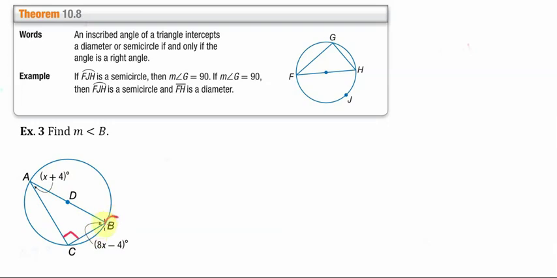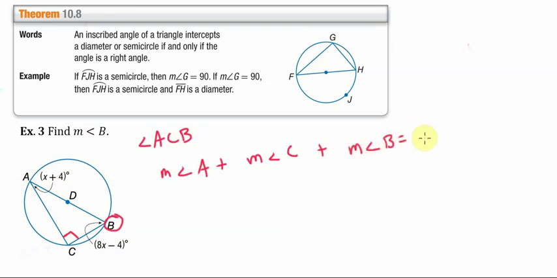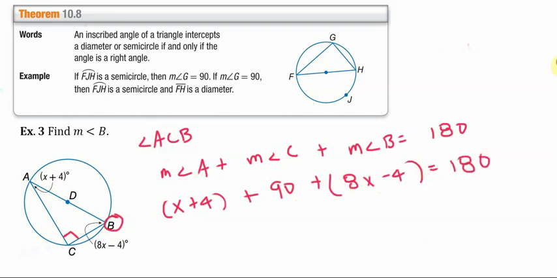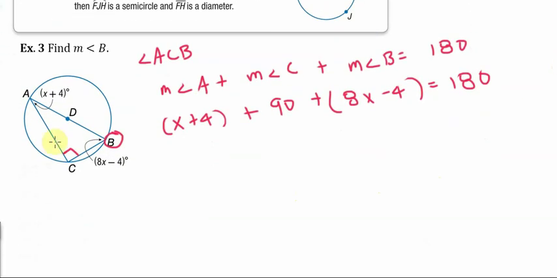So what we are trying to find here is angle B. We can use properties of right triangles to do that. What we can do is use the angle sum theorem, which means that I'm going to add up all of my angles and set them equal to 180. So I can take the measurement of angle A plus the measurement of angle C plus the measurement of angle B equals 180. Now doing some substitution, I know that angle A equals x plus 4, the measurement of angle C was 90 degrees, and the measurement of angle B is 8x minus 4. From here, all we want to do is combine like terms and solve for x. And then once we know x, we can plug it back in to find the measurement of angle B.